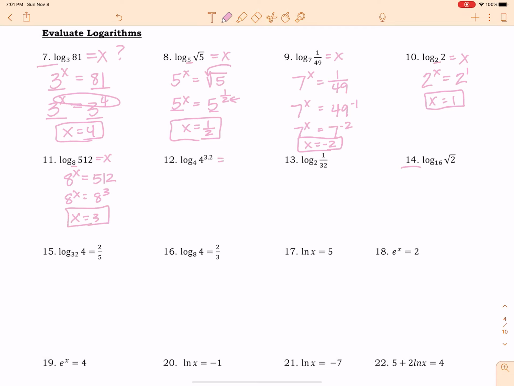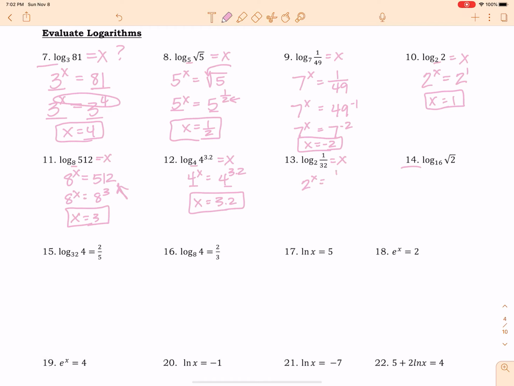And don't worry, if a problem won't work out this way, like if you can't write it in the same base, we are going to deal with that later. But for now, they can all be written in the same base. So I'm going to set this equal to x. I'm in a base of 4, so I write 4 to the x equals 4 to the 3.2. It's automatically written in the same base because of the nature of the problem. X equals 3.2.